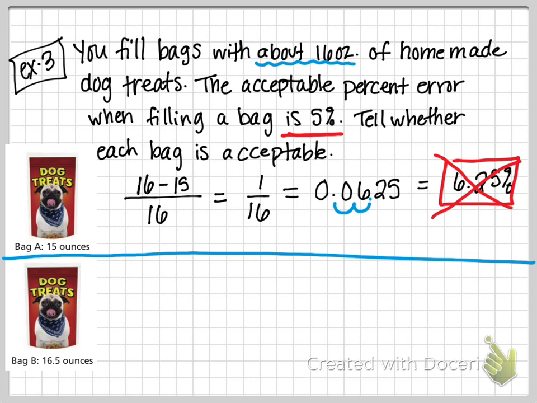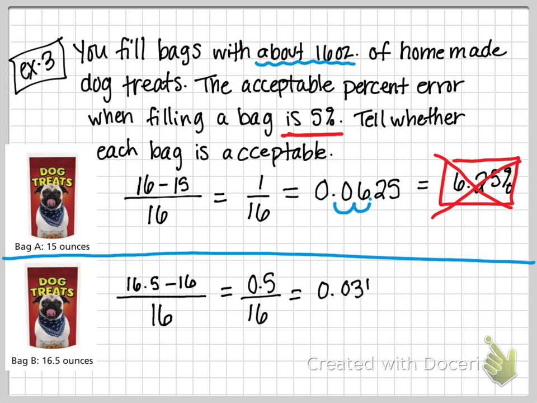Versus bag B is 16.5 ounces. So we'll figure out how far 16.5 is off of the actual amount, the needed amount of 16. So 16.5, subtract 16 and then divide by 16, because that's the actual amount you need. Okay, so then we get 0.5 divided by 16. And that gives us our decimal. This one is 0.03125.